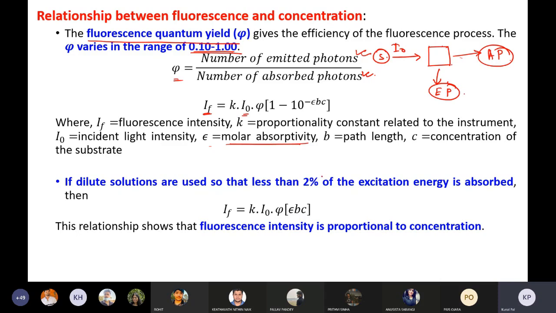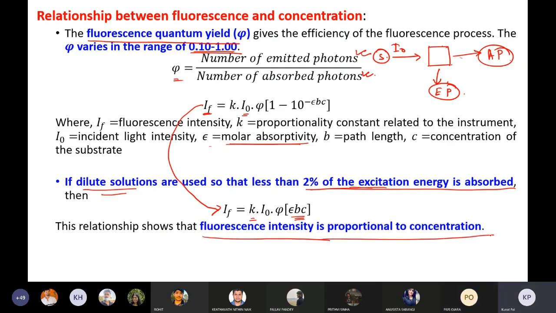Okay. However, when we use a dilute solution, as I told you, only 2% of the excitation energy is absorbed. Okay, in that case, this equation resolves into a much simpler equation, which is given by k I0 multiplied by psi epsilon bc. Okay, in this case the fluorescence intensity is proportional to the concentration. Okay.